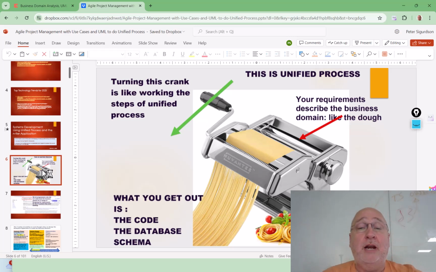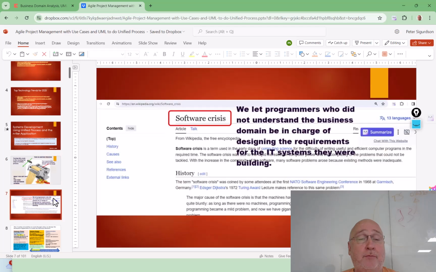So unified process, this is like a pasta maker. You put the dough in here in the chute, you turn the crank, and the streams of pasta come out. So unified process turns problems or descriptions of requirements into fully working code. That all grew out of the software crisis of the 70s, which happened because programmers who did not understand the business domain were allowed to design the requirements of the system. Not a good idea at all.